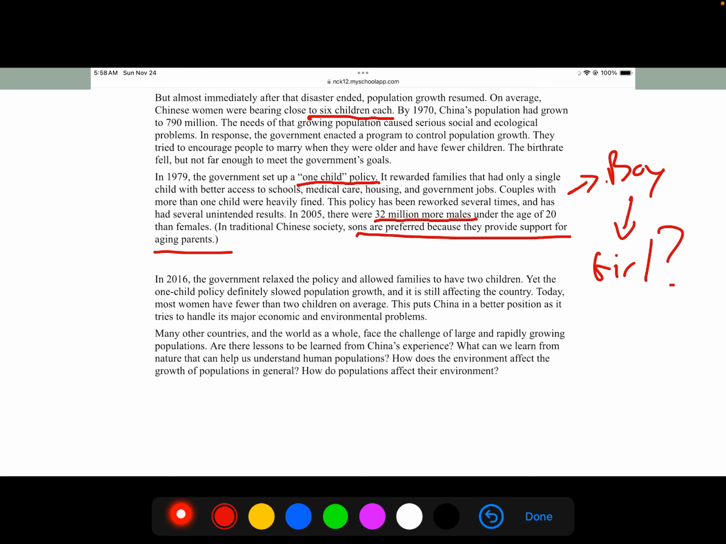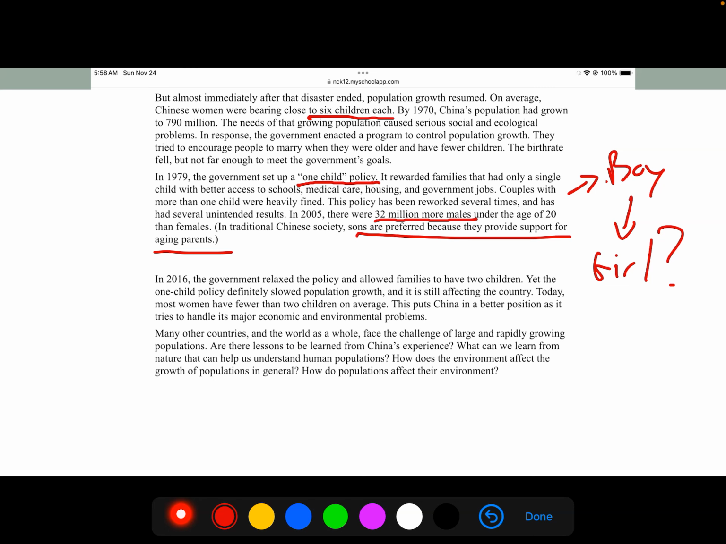In 2016, the government relaxed the policy and allowed families to have 2 children. Yet the one-child policy definitely slowed population growth and is still affecting the country. Today, most women have fewer than 2 children on average. This puts China in a better position as it tries to handle its major economic and environmental problems.